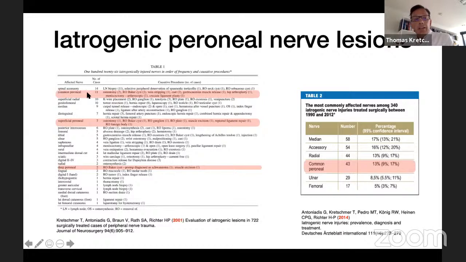If we would go by common peroneal, superficial peroneal, and deep peroneal, the common peroneal as such already would have been number 2. If we take all this as peroneal, the peroneal nerve would have been number 1 damaged nerve.